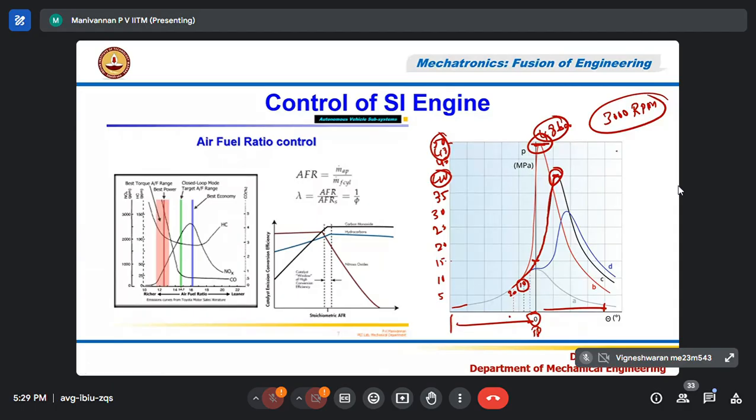So the power or torque developed by the engine will be less by that much percentage, correct? Around 20% less power. Think further, correct? Think about this graph, really very nice. That's why I want to explain it to you.